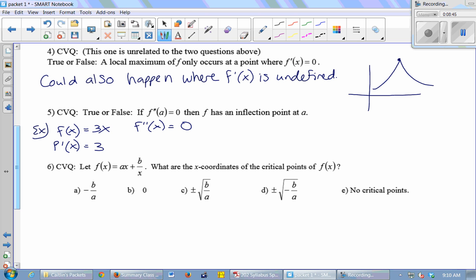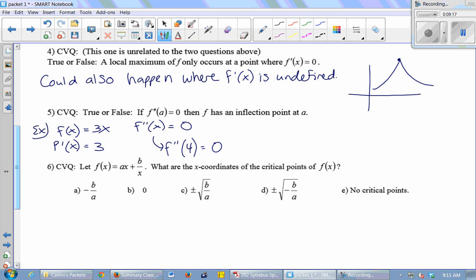Does it have an infinite number of inflection points? It's constantly changing concavity? So here I would say, well, that means that f double prime of 4 is 0, right? Double prime of anything is 0, but I don't have an inflection point at 4. In fact, I have no inflection points because the graph of f is just a line. So this is not necessarily true.